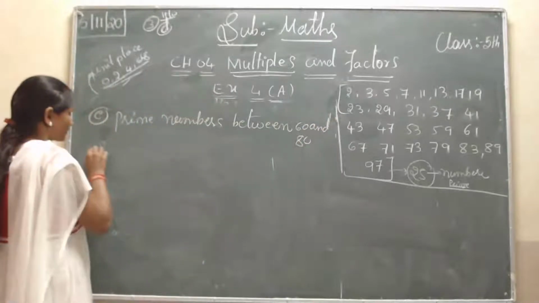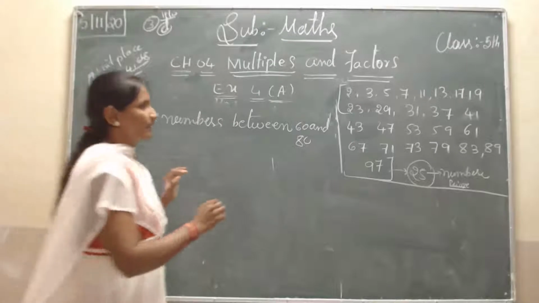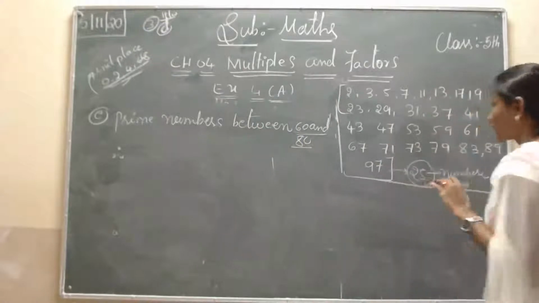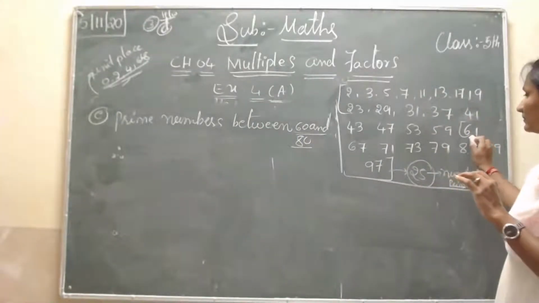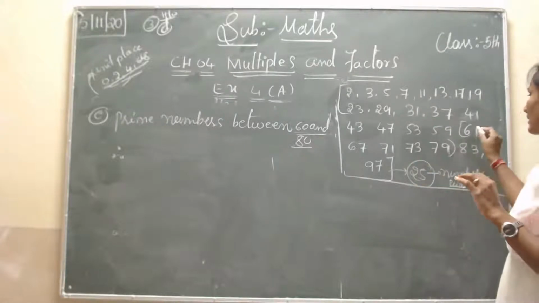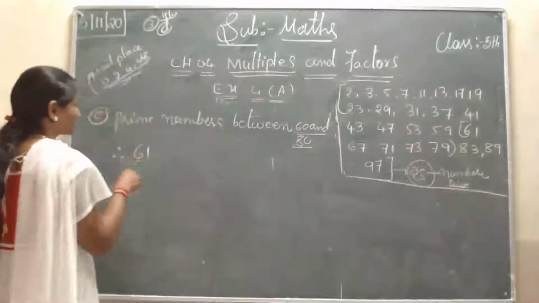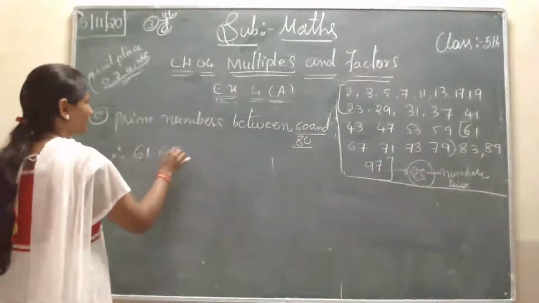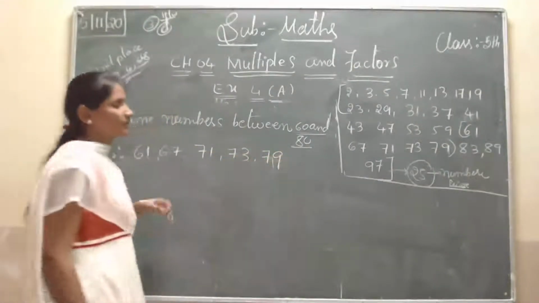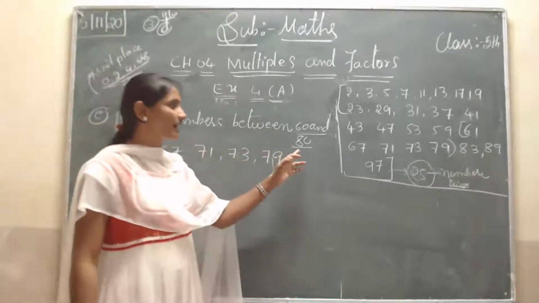Students, so you have to write this, how to write it in grade 4. Students, you know that 60 and 80 between. You can observe from here: between 60 and 80 means here 61, 67, 71, 73, 79. How many is the total? That is 5, because 61 is the prime number. So 67, 71 and 79. So these are the prime numbers between 60 and 80.